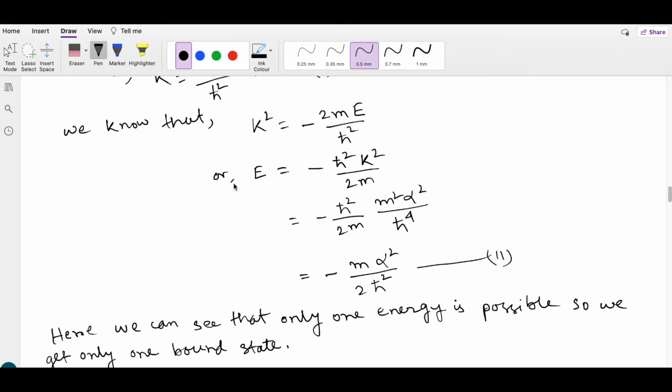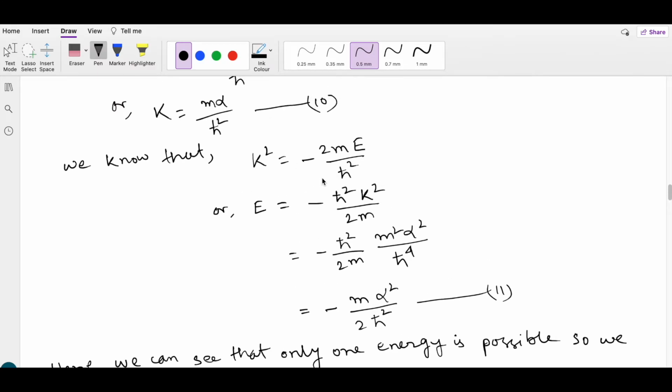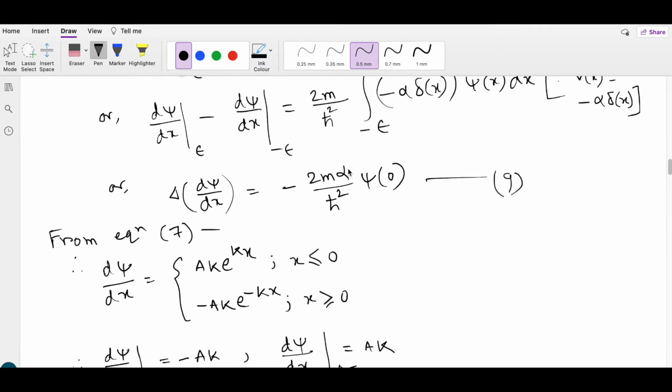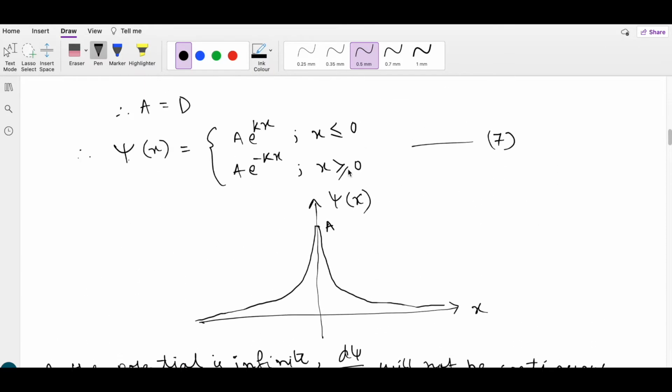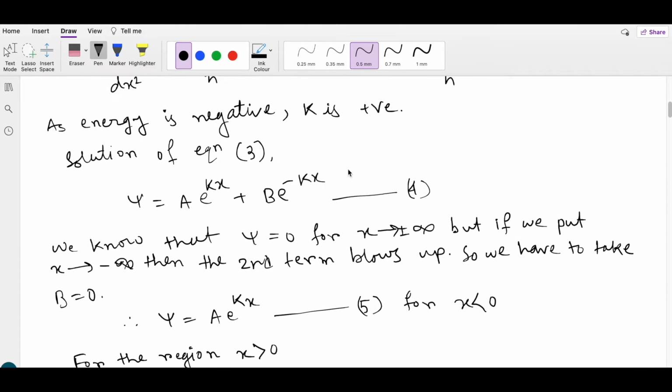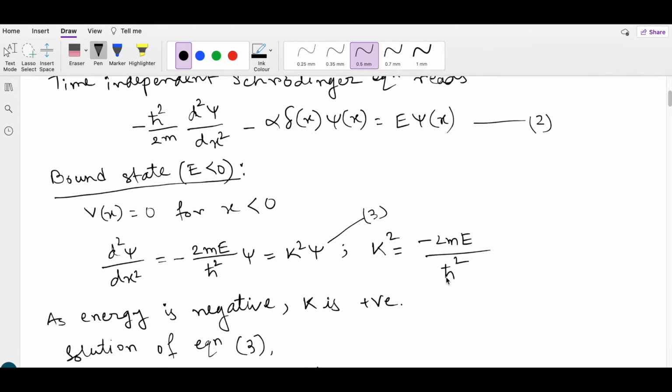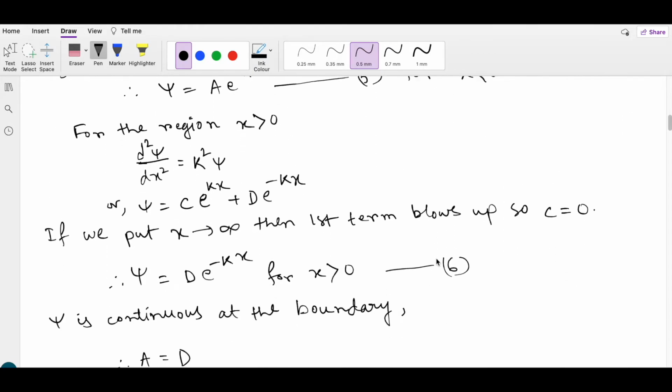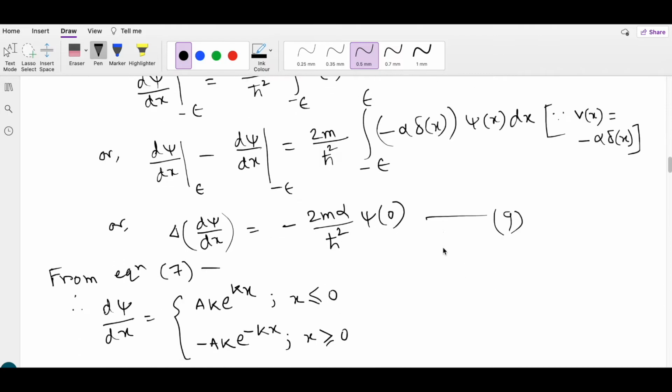We know that k² is minus 2mE/ħ². We have already chosen this in a previous equation. Let's see where we have considered this. Here we have considered this: k² is minus 2mE/ħ².